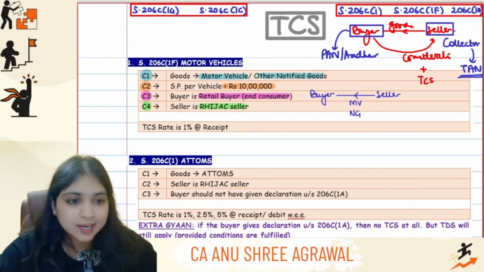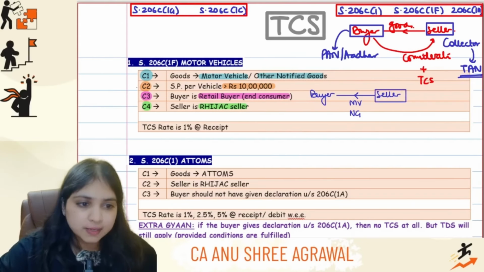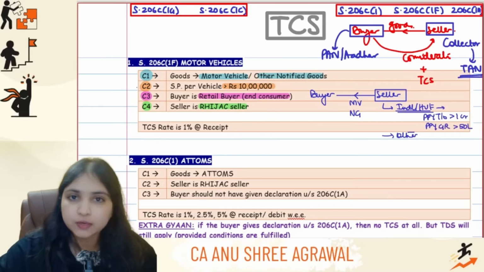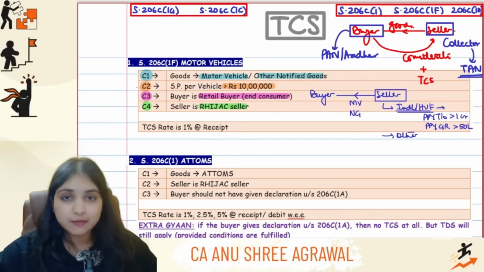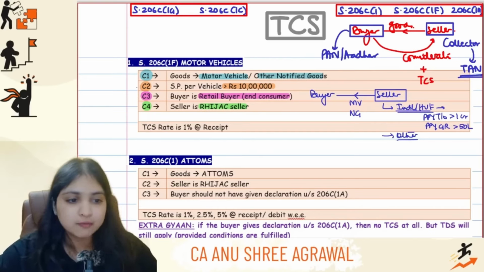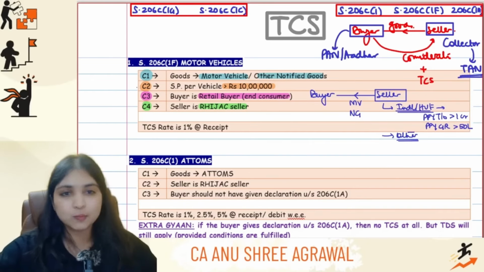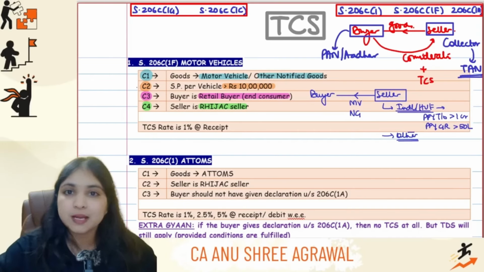Now what do you mean by R hijack seller? I'll tell you. See, R hijack seller means a seller who either he will be an individual or a HUF, or he will be any other person guys. So if he's an individual or HUF, then in that case his preceding previous year turnover should be more than 1 crore, or his preceding previous year gross receipt should be more than 50 lakhs. Understanding? So be careful. Either he will be an individual or HUF, or he will be any other person. Any other person, I will not check the turnover gross receipt number. If he's an individual or HUF, his preceding previous year turnover has to be more than 1 crore, or preceding previous year gross receipt has to be more than 50 lakhs.